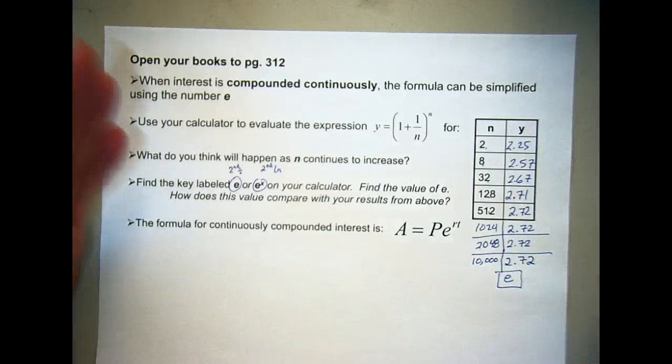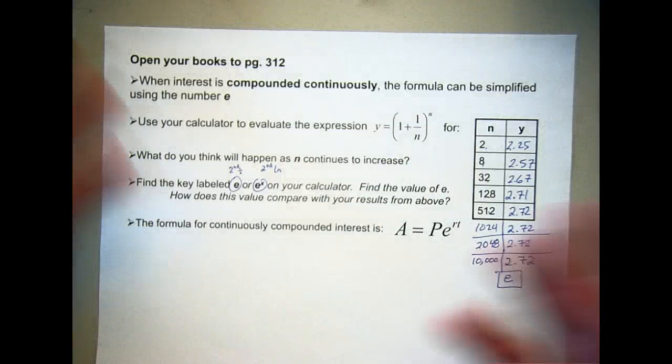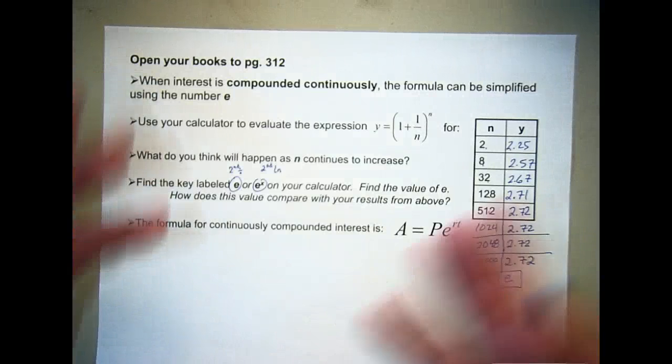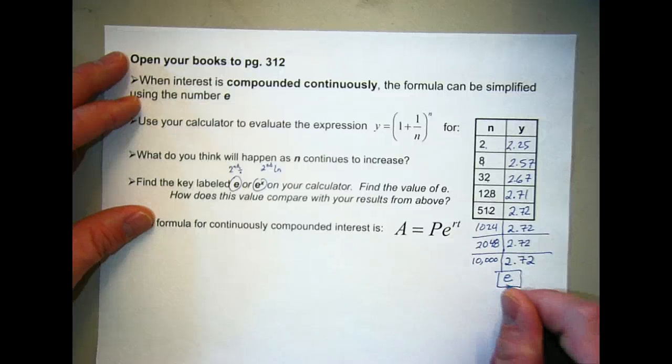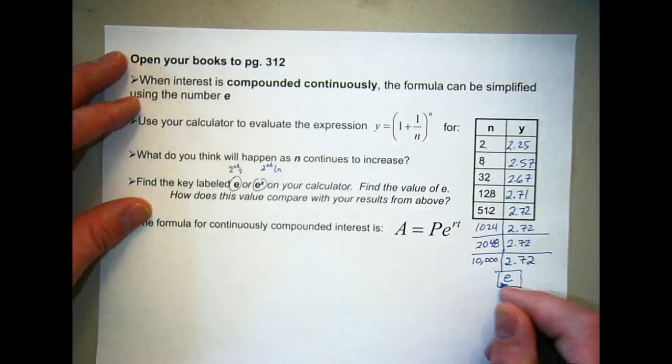That is what e is. It's just like 3.14, right? Well, I mean, it's not just like it, but pi is 3.14 and e is 2.72. You'll use it in calculus. You can't do calculus without it. You'll use it in physics.